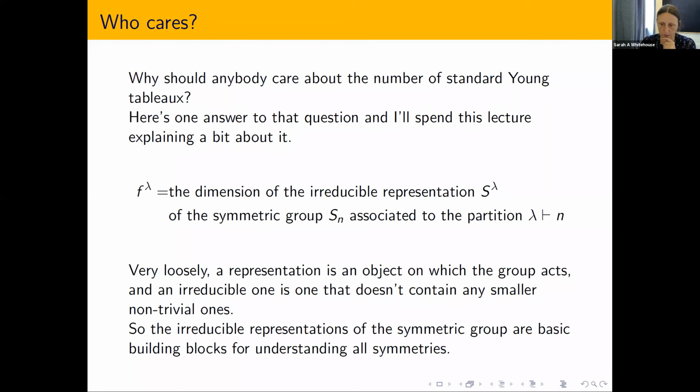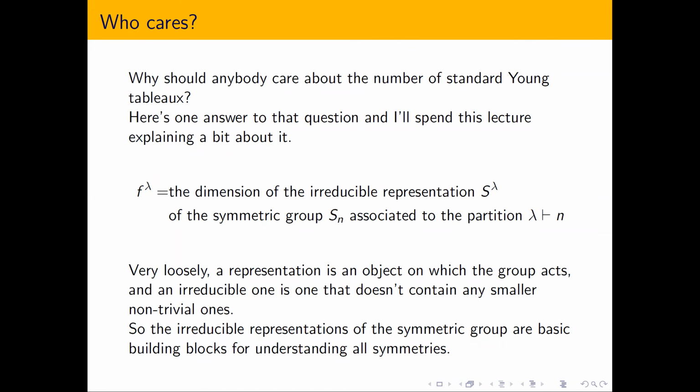Whatever these irreducible representations of the symmetric group really are, they're the basic building blocks for understanding all symmetries, all actions of the symmetric group, because every object, every vector space, on which the group acts can be expressed in terms of these basic building blocks. You can express a general one as a sum of pieces which are given by these irreducible ones. So if you can understand these basic building blocks, you can build everything else from them, and you can understand all these actions. That was extremely vague, but it was an attempt to give some intuition for what representations are and what these irreducible ones are.